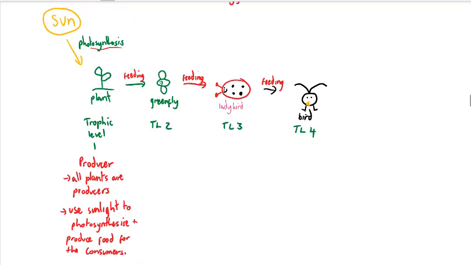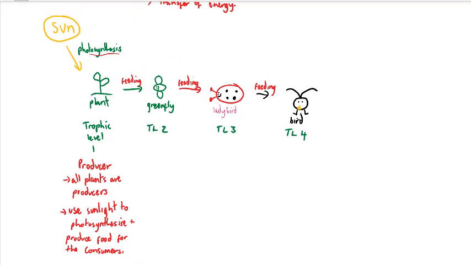So, plants are producers. The next thing that we could say is that because the plants get eaten by the green flies, this is the first thing that eats the plant, so this is a primary consumer. The green fly gets eaten by the ladybird, so the ladybird is a secondary consumer. And the bird eats the ladybirds, so it is a tertiary consumer.